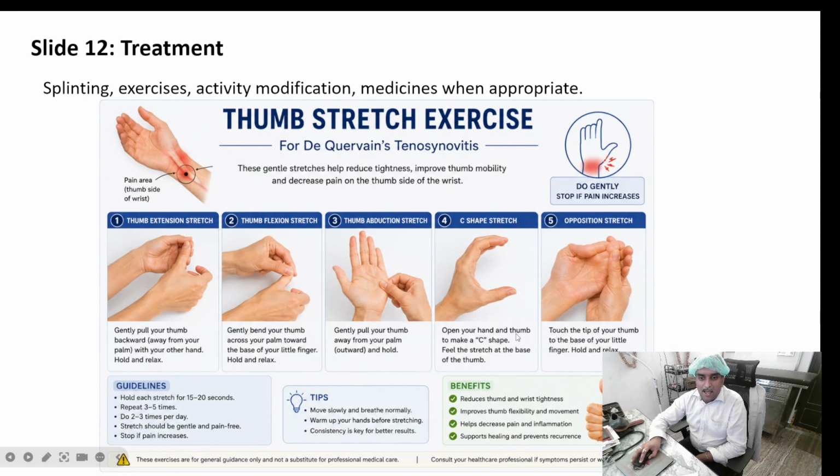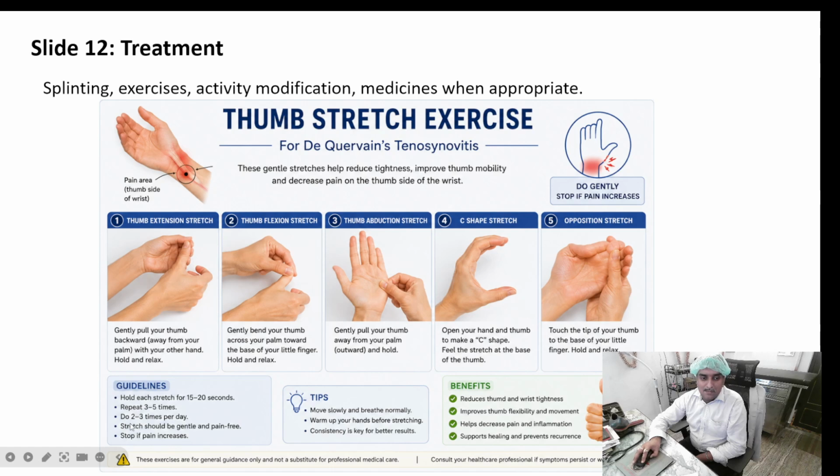Open your hand and thumb to make a C shape. Feel the stretch at the base of the thumb. Touch the tip of the thumb to the base of your little finger. Hold and relax. Guidelines: hold each stretch for 15 to 20 seconds.